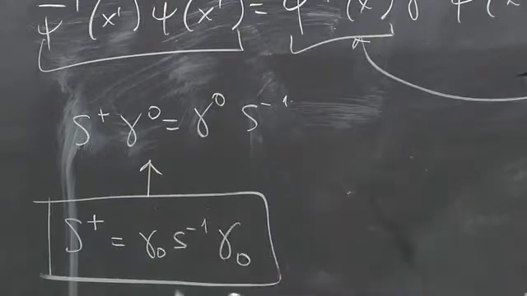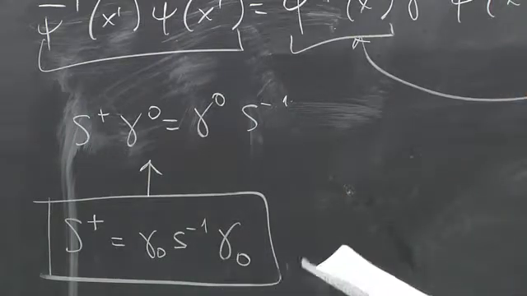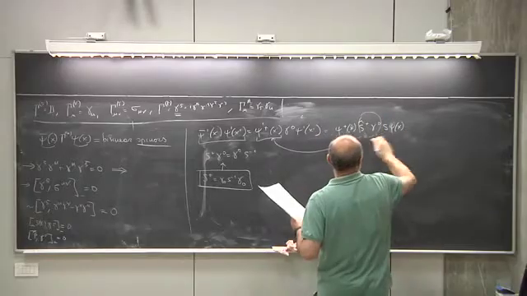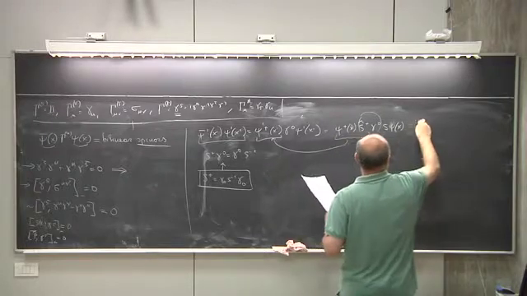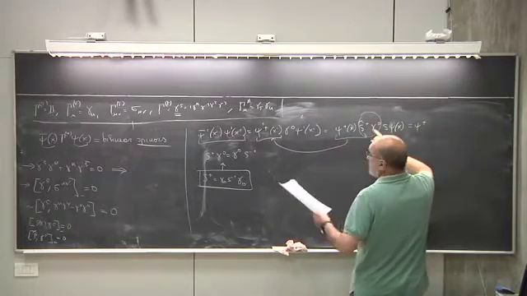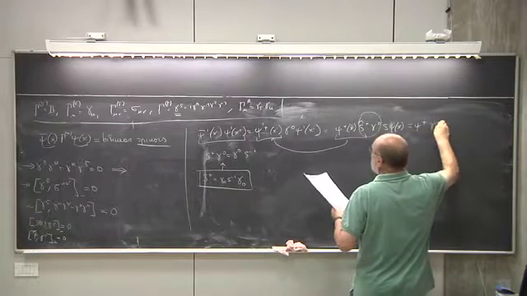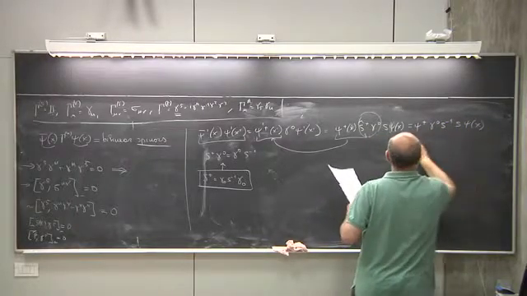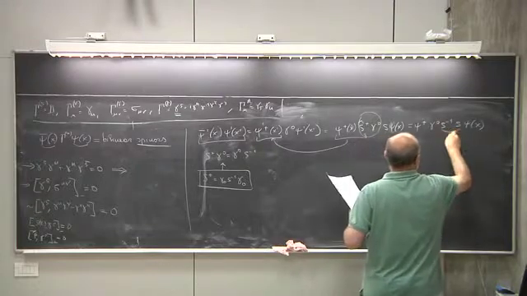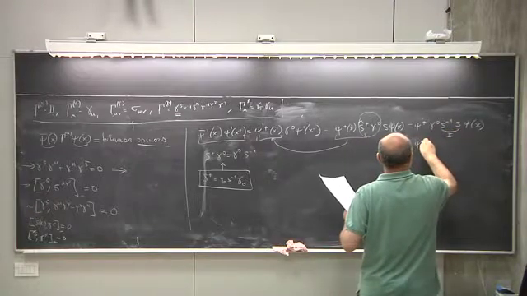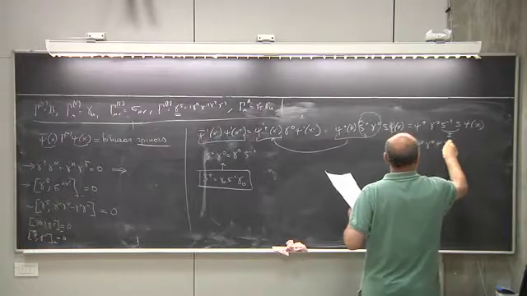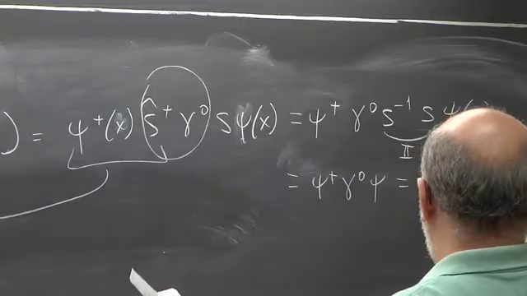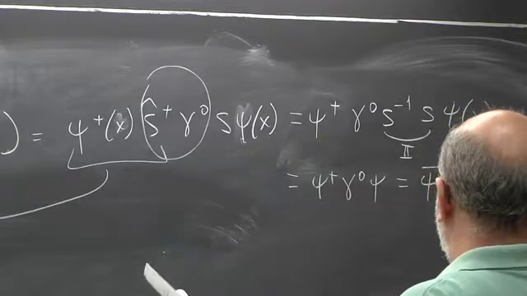Okay, are these things clear? Then let's use this expression there, and we have that this is psi dagger S dagger gamma 0, which is gamma 0 S to the minus 1 S psi of x. So this one is the identity, and we get psi dagger gamma 0 psi, so psi bar of x psi of x.